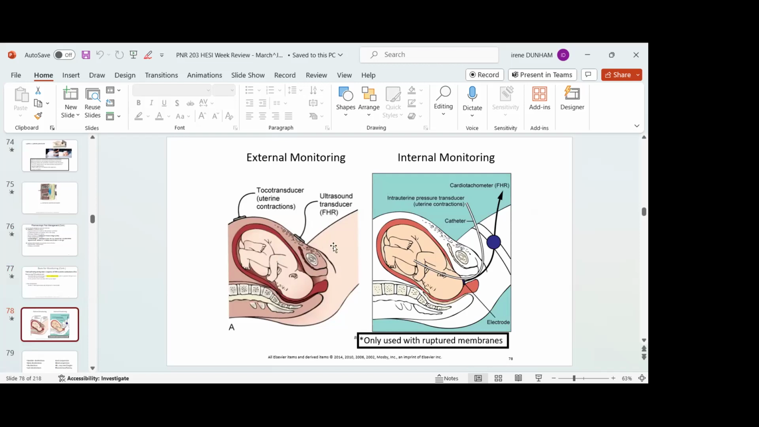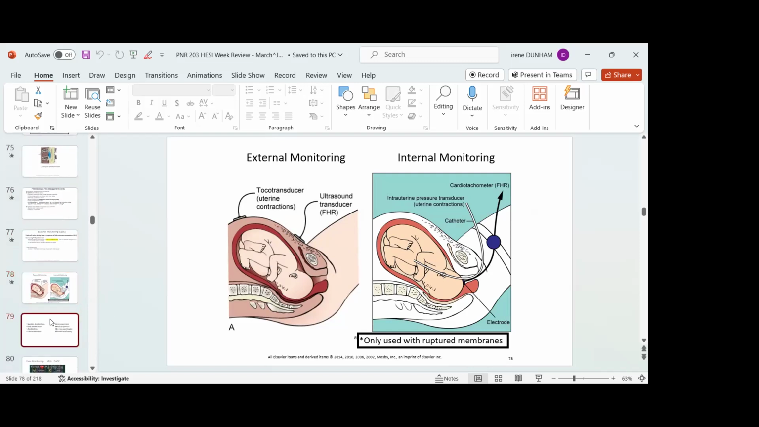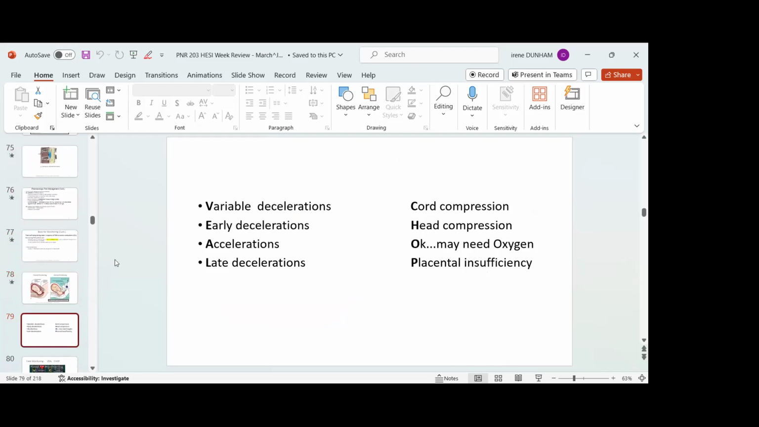So as LPNs, you might be called in to put a fetal monitor on a lady. Okay, and so that's what you do. I don't think you'll have a question on internal monitoring. That's more of an RN, but LPNs can do external monitoring. All right. Now, remember real chart. Okay.